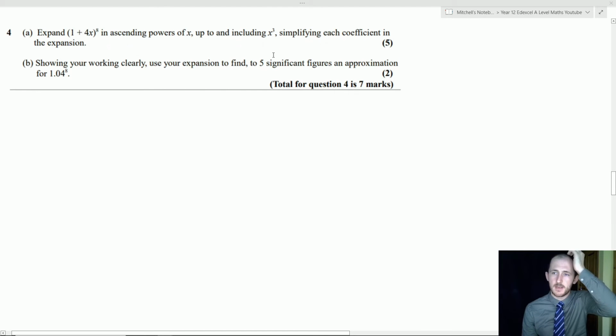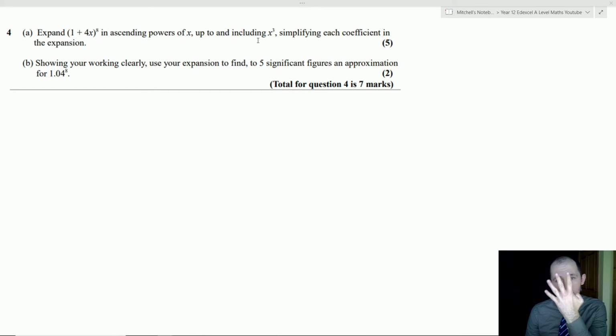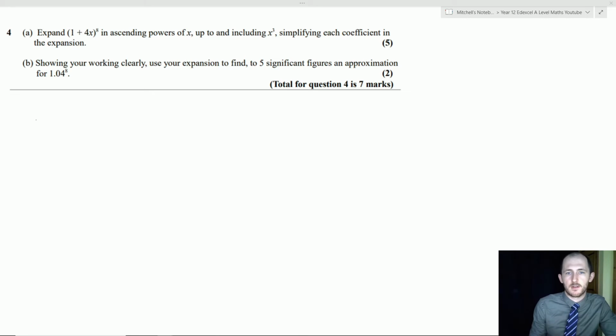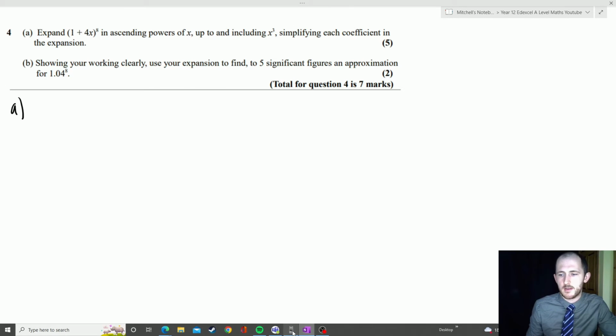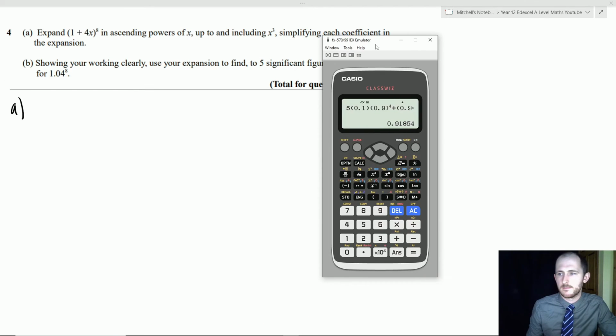So up to and including x to the power of 3 would be the first 4 terms. Okay. So once again, I'm just gonna play, and we're going to do our nCr button. Shift nCr. The power is 8 and the first position is 0. Please, please, please remember it's 0.